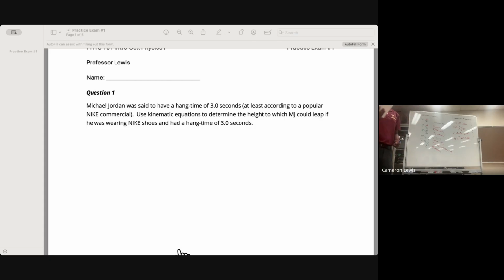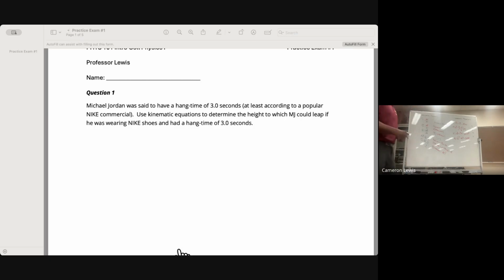Now, this comes back to reading the problem. The height. What is a height? Distance, displacement, a position. So now we need to find the height, or let's just say D, the change in position, distance, displacement, which one doesn't matter right now. But we need to find this.